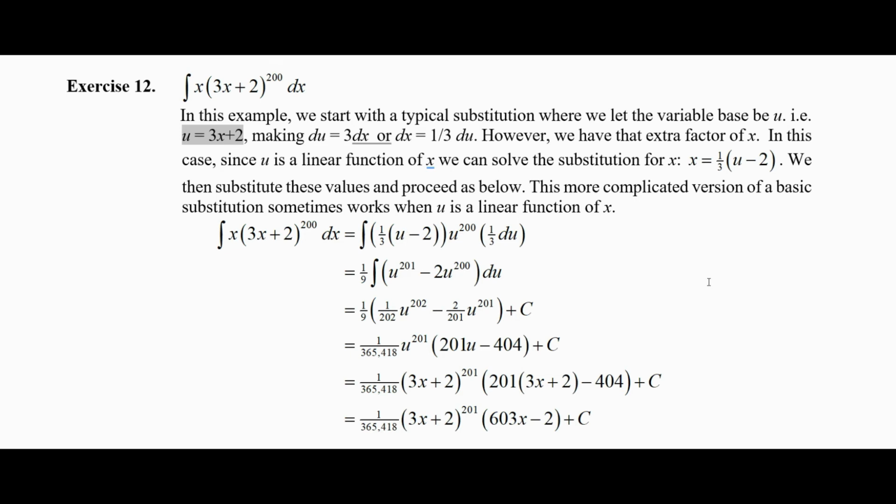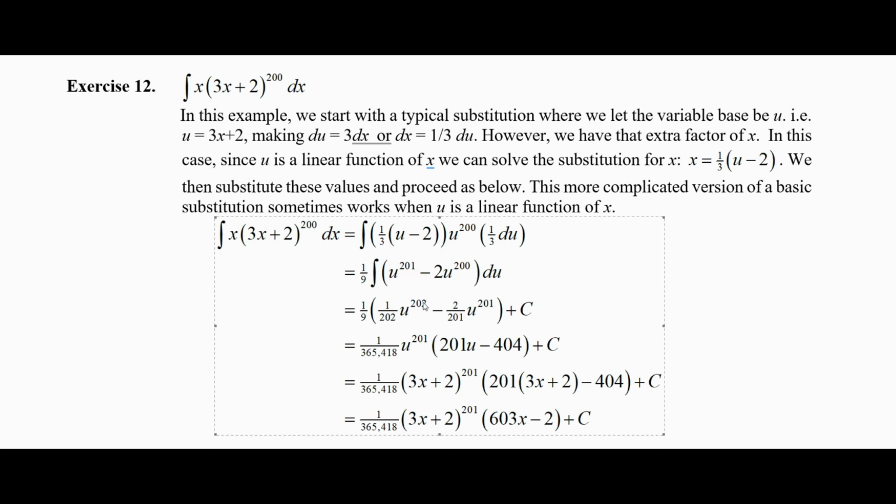Well, let's just see if that made anything better. 1/3 times 1/3 is 1/9, which I can bring out front. I'm going to distribute this u to the 200, so I have u to the 201 minus 2 times u to the 200. Oh, okay, that's a polynomial. That's easy enough to do.